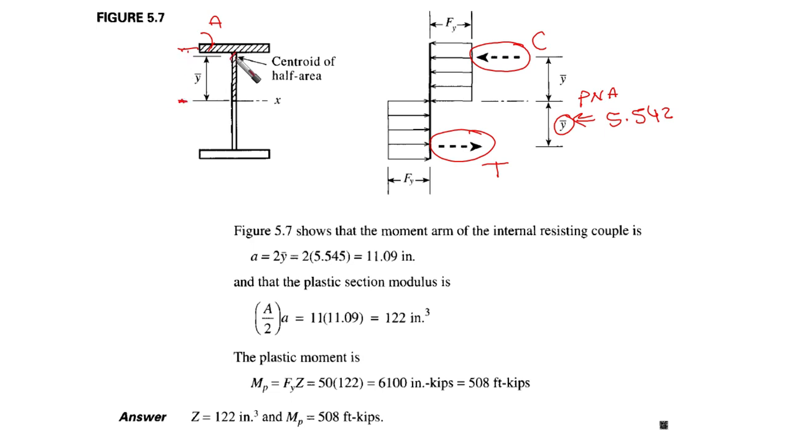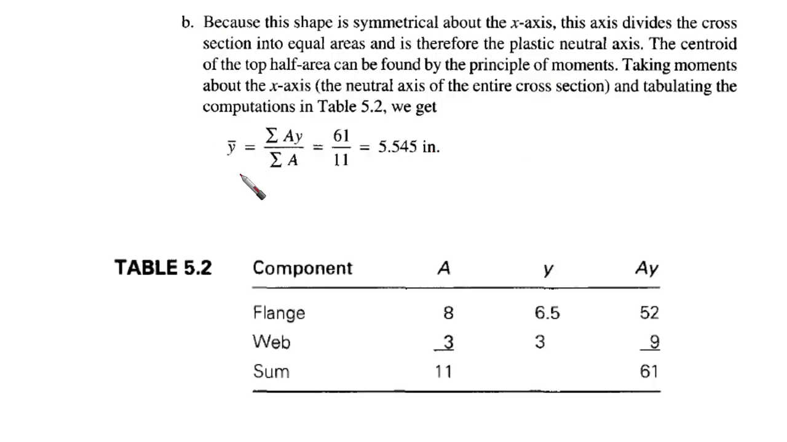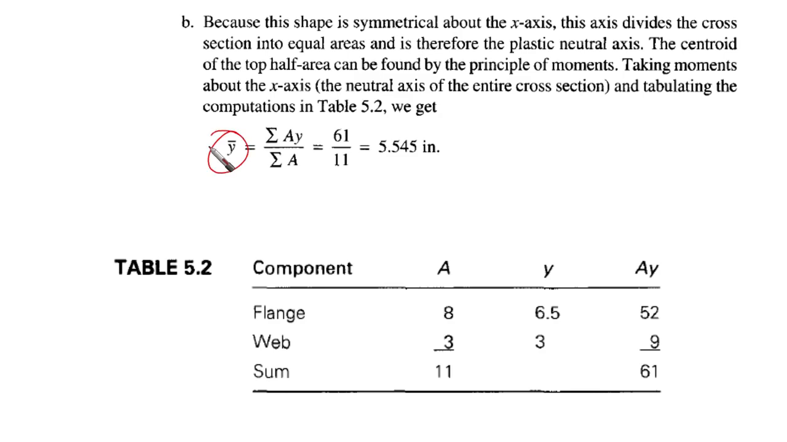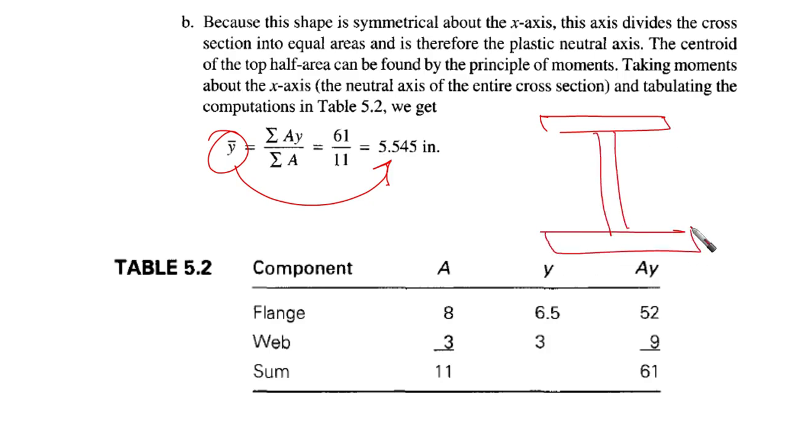And then we have the flange and the web. We do the same, then tabulate the data, as we said here, for the flange and for the web. Based on that, we obtain y bar. This y bar gives us the distance from the neutral axis to the point where the first half is going to be located.